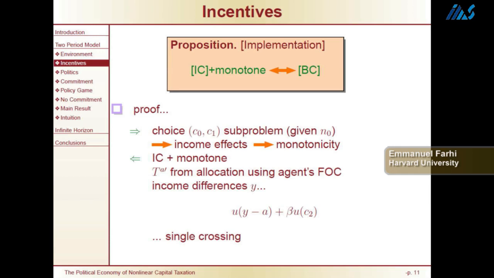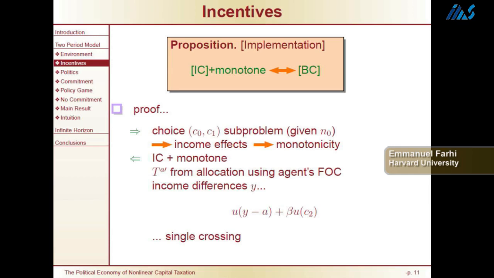Okay. That's the other direction now. Imagine that the allocation is incentive compatible and monotone. Let me try to construct these tax schedules. I'm going to construct the capital tax schedule first, by setting the marginal tax rate on capital, getting it from the agent's first order condition. So I have an allocation, and from the agent's first order condition, I'm going to read off the marginal tax rate on capital.